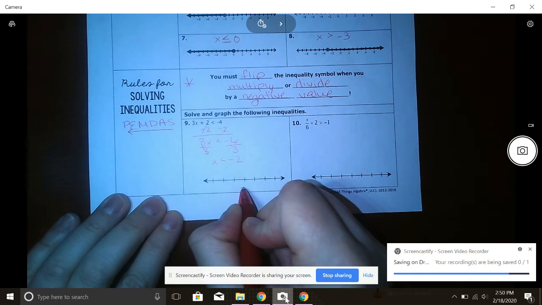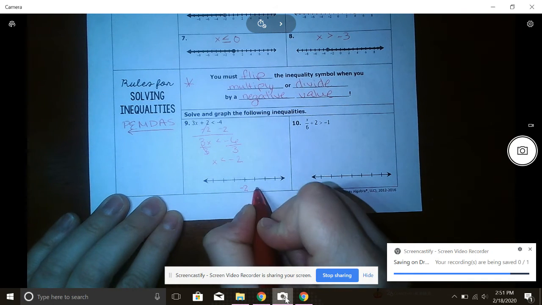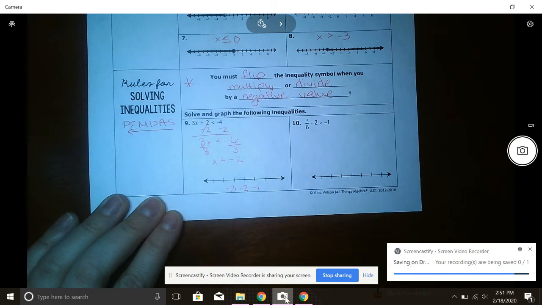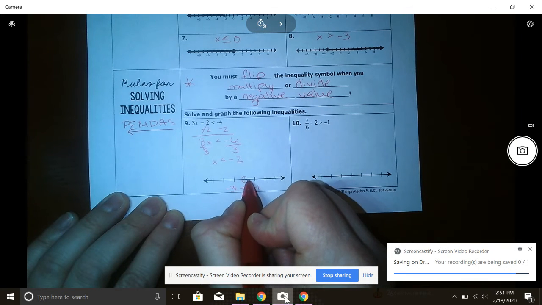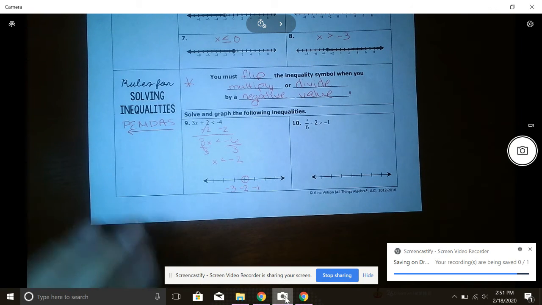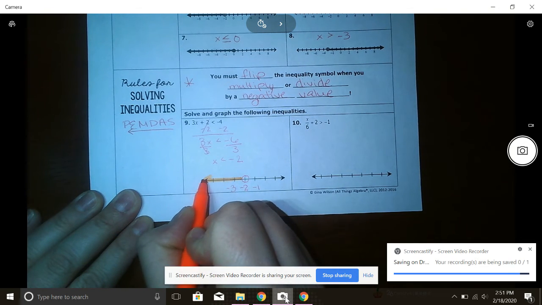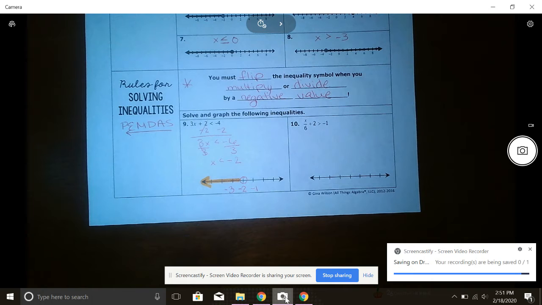Well, I'm going to put negative 2 on my number line. Negative 2 is between negative 1 and negative 3. You can fill in the rest of the tick marks if you'd like. There's no equal sign, so I use an open dot to represent that it's not equal to, and to go less than, I would shade to the left. Now I'm showing you all the values that are part of the solution set.